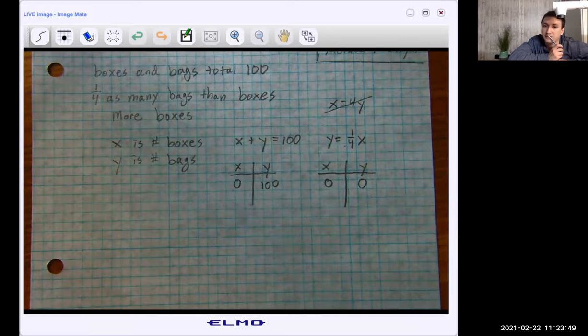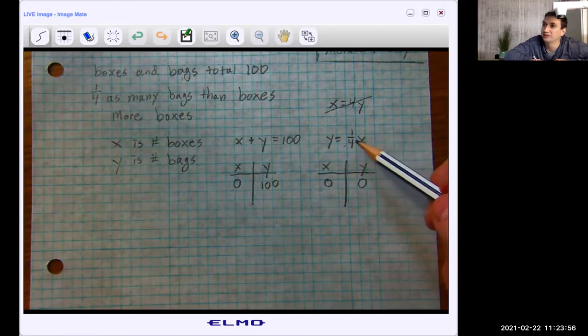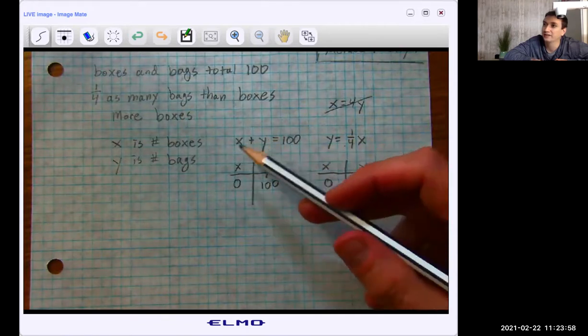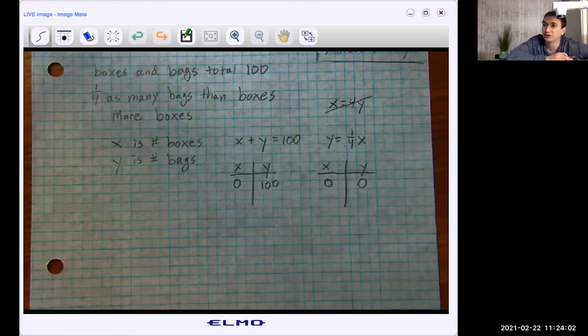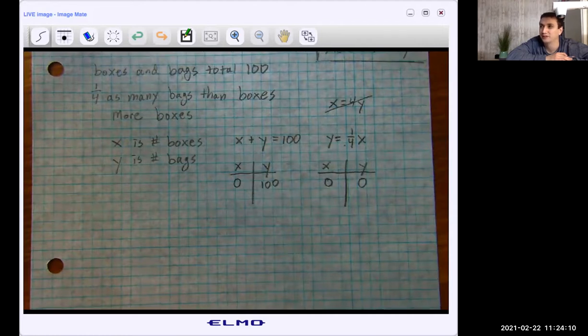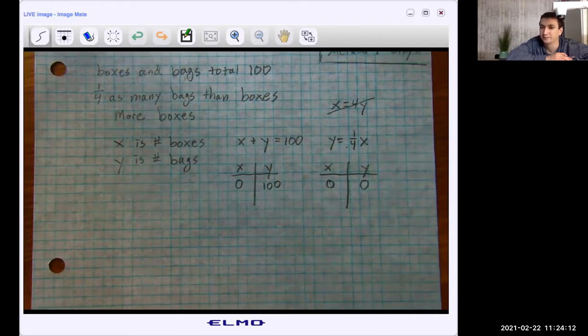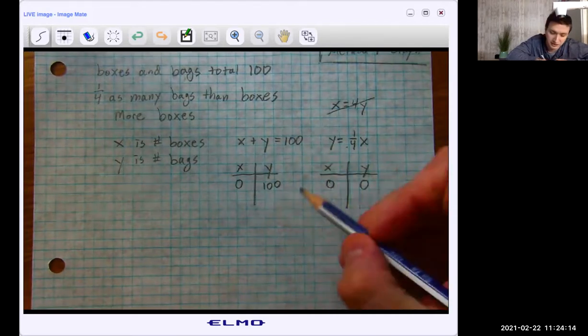Yep, Mahi, you could. You could substitute this in for your y, and you'd have x plus 1/4 x equals 100. And that would be a substitution method to solve. Yeah, it would help solve. It'd be another method. I don't like that one, though, just because you have to deal with the fraction. So let's continue this one.